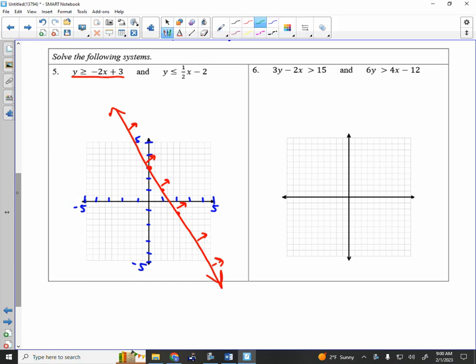And then this one I'll do in green. I have 1/2 x minus 2. So I'm going to plot negative 2. I rise 1 and run 2. Rise 1 and run 2. Because there's an equal sign, that is also a solid line. That was really bad. Oh, it's a little bit better, not good enough. That's better. There we go. There's my line. It says that y is less than, so I'm going to shade below it.